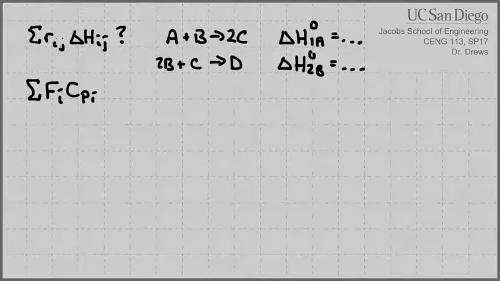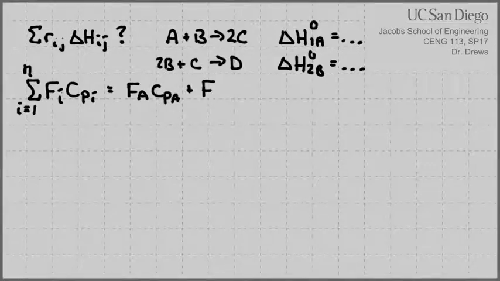We said this one just runs from i equal to 1 up to, I think we used n as the number of species. So if the species is present, there is a term that sits inside here. So this Fi CPi would look like FA CPA plus FB CPB up to all of our components, including potentially if you have any inerts.